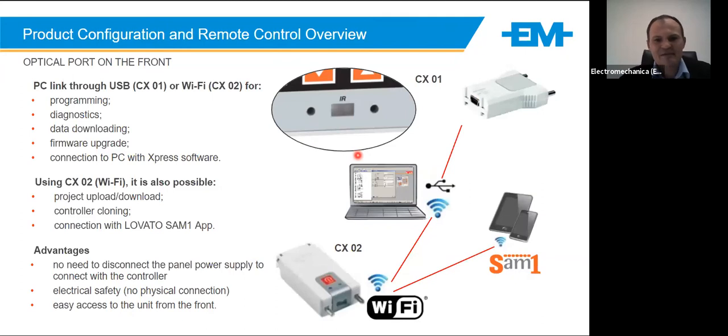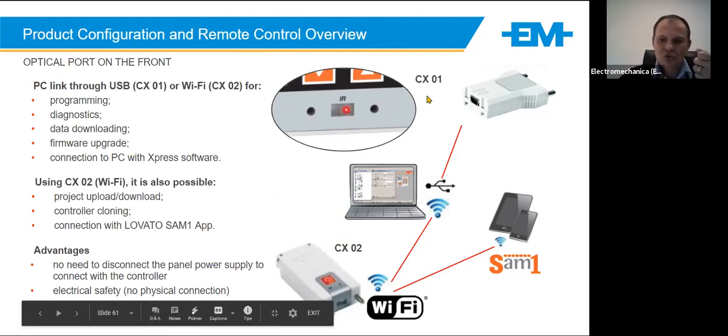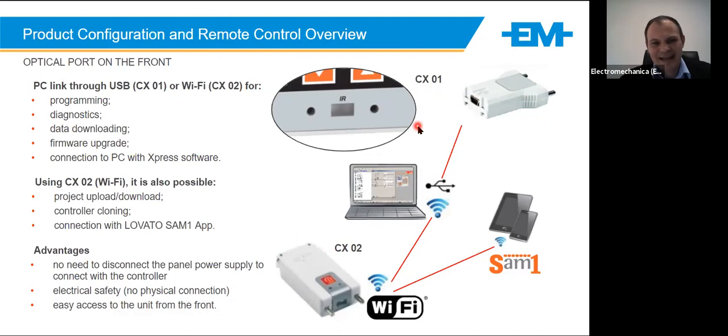So any device from Lovato which has an infrared port or an RS-485 port or Ethernet port can connect to Synergy Express. What's quite handy with the devices from Lovato that have this infrared port is it's a simple plug-in. You don't have to get to the back of the meter or fiddle with Ethernet or whatever the case may be. You've got your dongle, CX02 or CX01, whichever. You plug into the front, you've got your PC there, you can connect and you can use this configuration tool for multiple things, which I will go through.